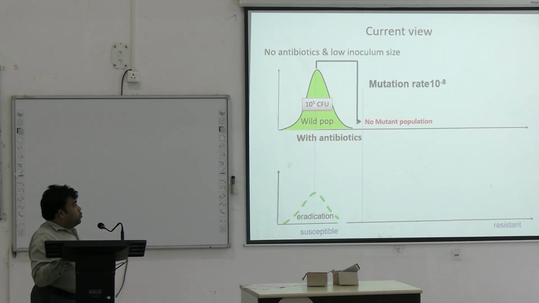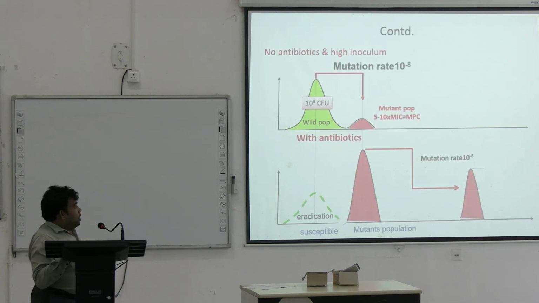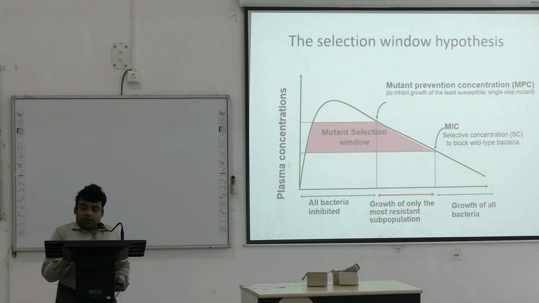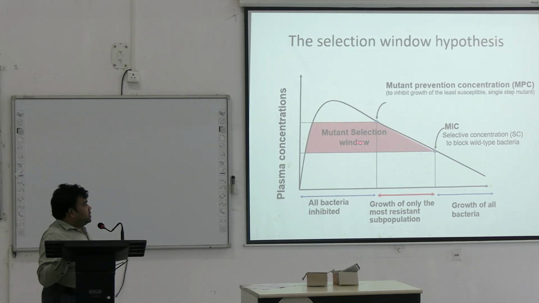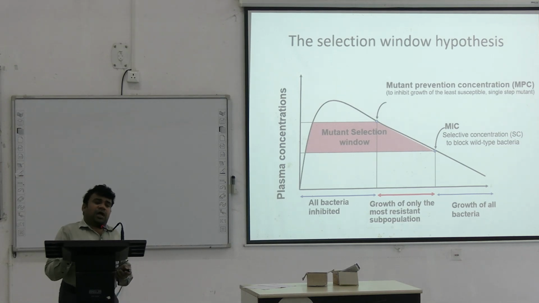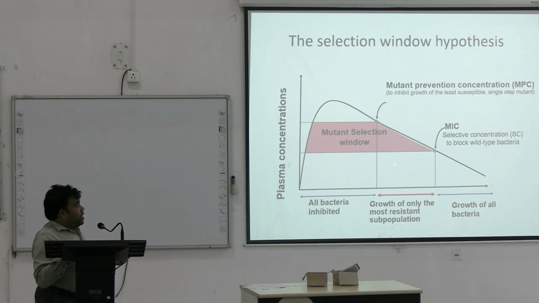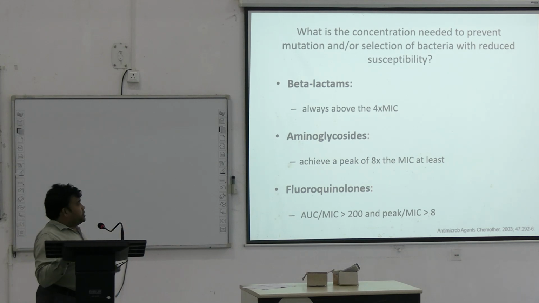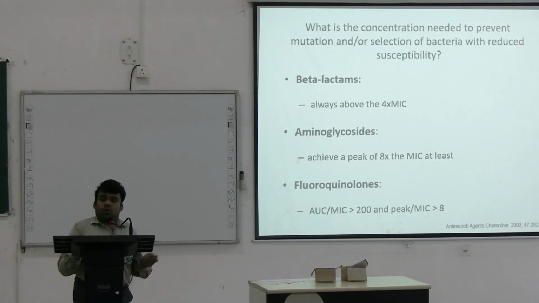Just look at this. This is the most important part. What is the concentration above the MIC? So this gives us what is called the mutant selection window. That means if we keep the concentration of the drug above MIC, we can prevent the mutation also. Slightly higher, that is called the mutation prevention concentration. Many antibiotics like beta-lactams have a mutation prevention concentration of 4 times the MIC. Similarly, Aminoglycosides and Fluoroquinolones have their own level of mutation prevention concentration.